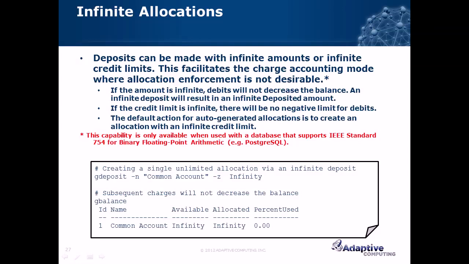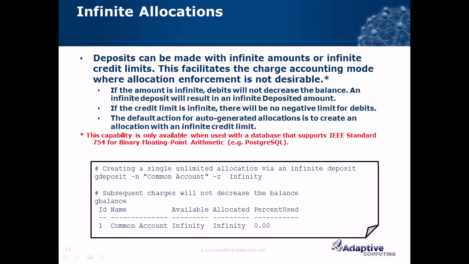When your database supports a data structure that'll support infinity, then we can do that. So Postgres is an example of a database that does support this standard. So you can make a deposit, you say infinity, and then at that point, subsequent charges will not decrease the balance. And also you can make a credit limit infinite, and then they can continue to go negative to an infinite amount.